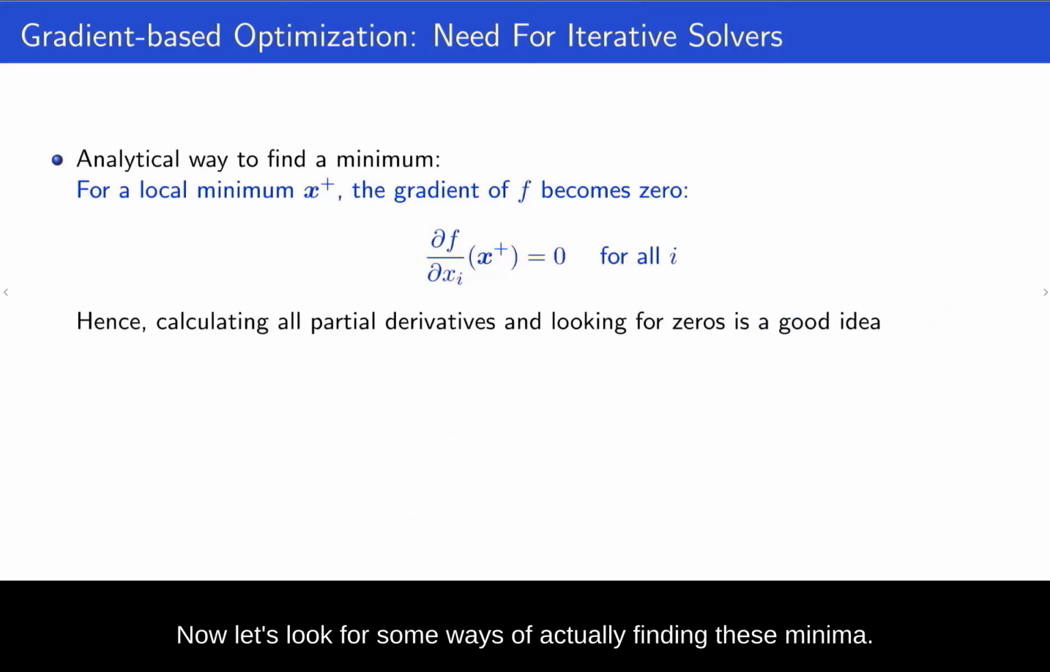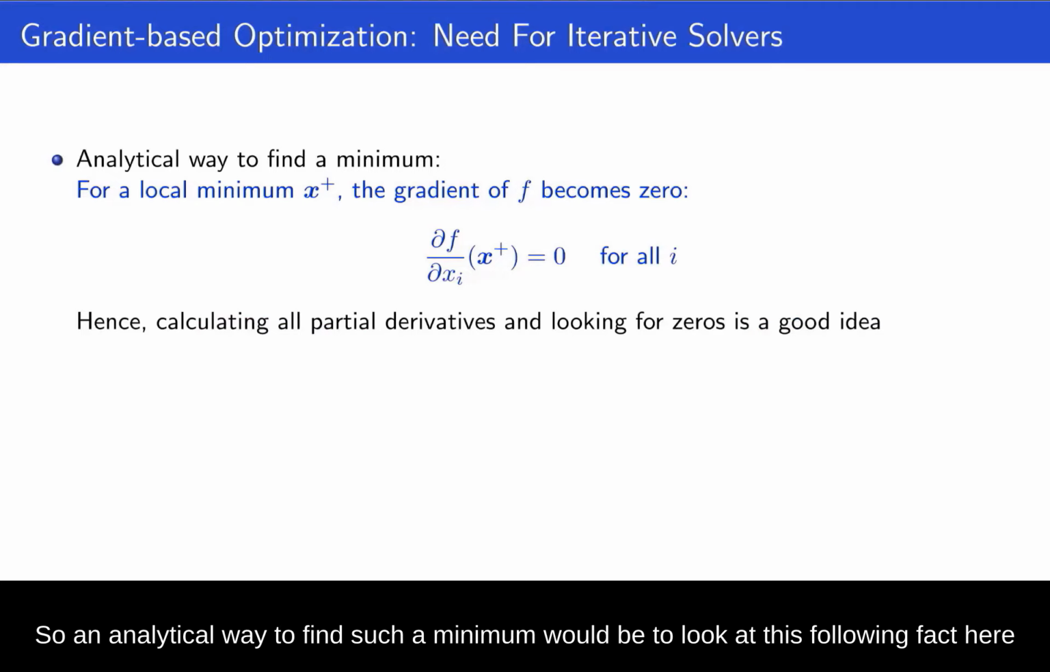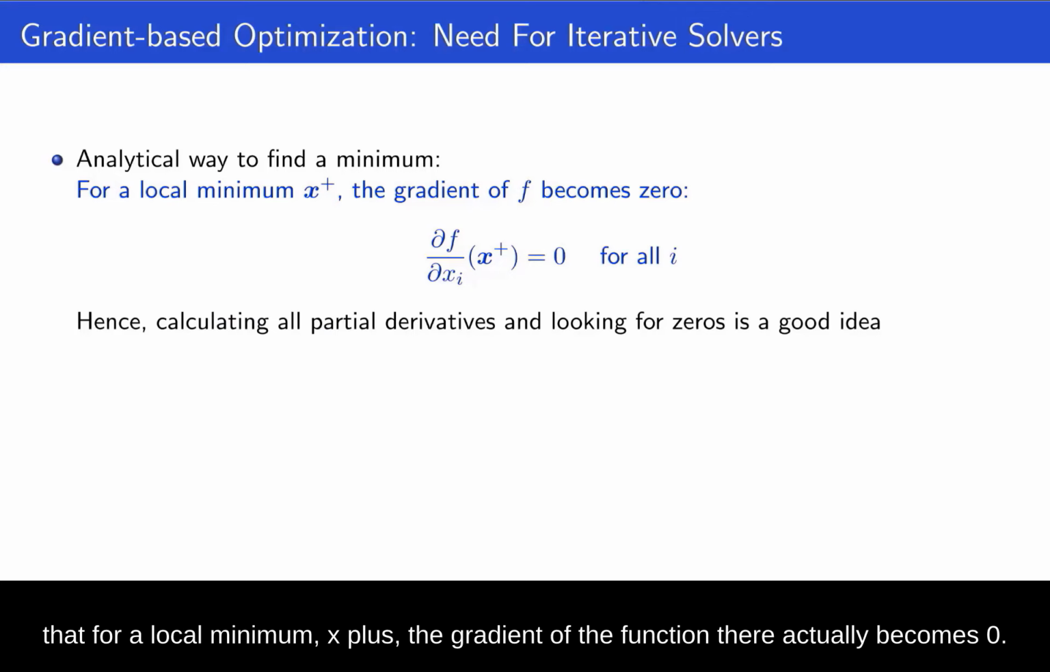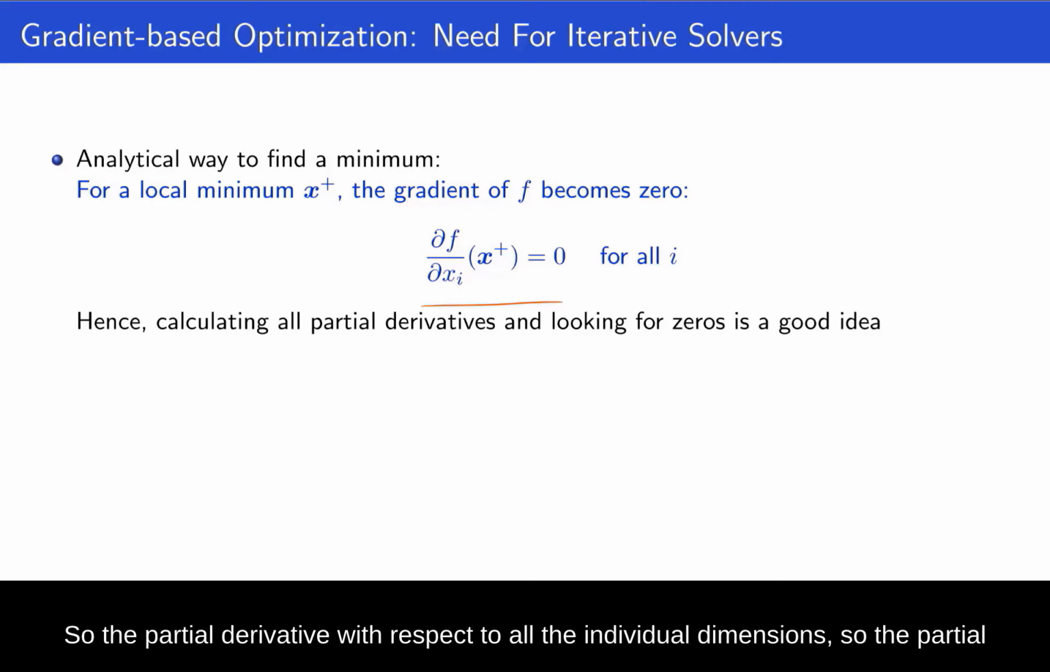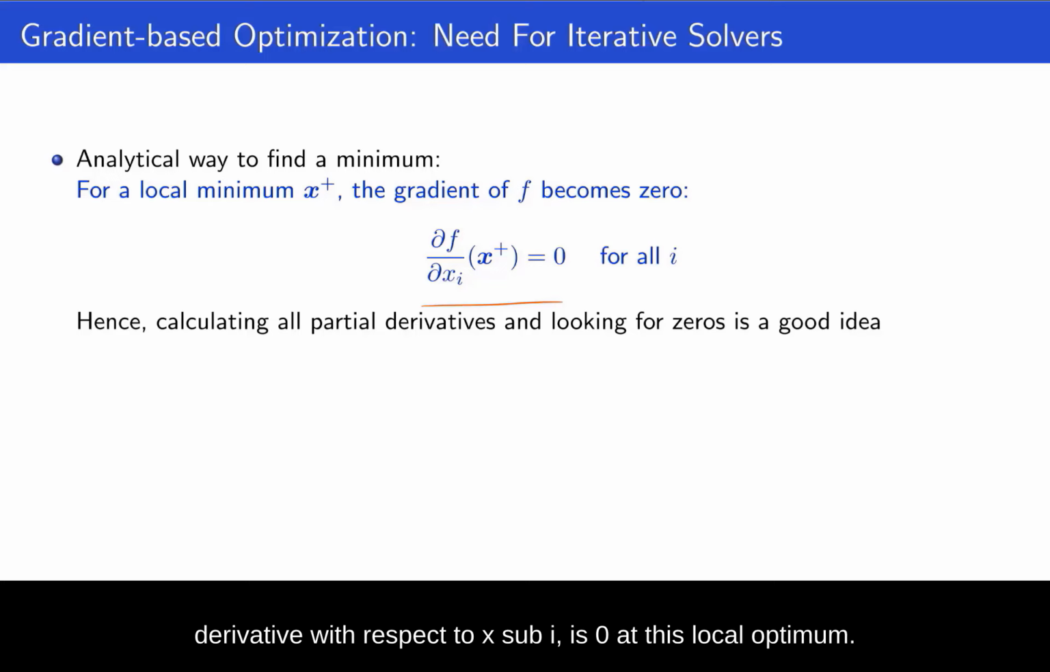Now let's look for some ways of actually finding these minima. An analytical way to find such a minimum would be to look at the following fact: for a local minimum, x plus, the gradient of the function there actually becomes 0. So the partial derivative with respect to all the individual dimensions, the partial derivative with respect to x sub i, is 0 at this local optimum.